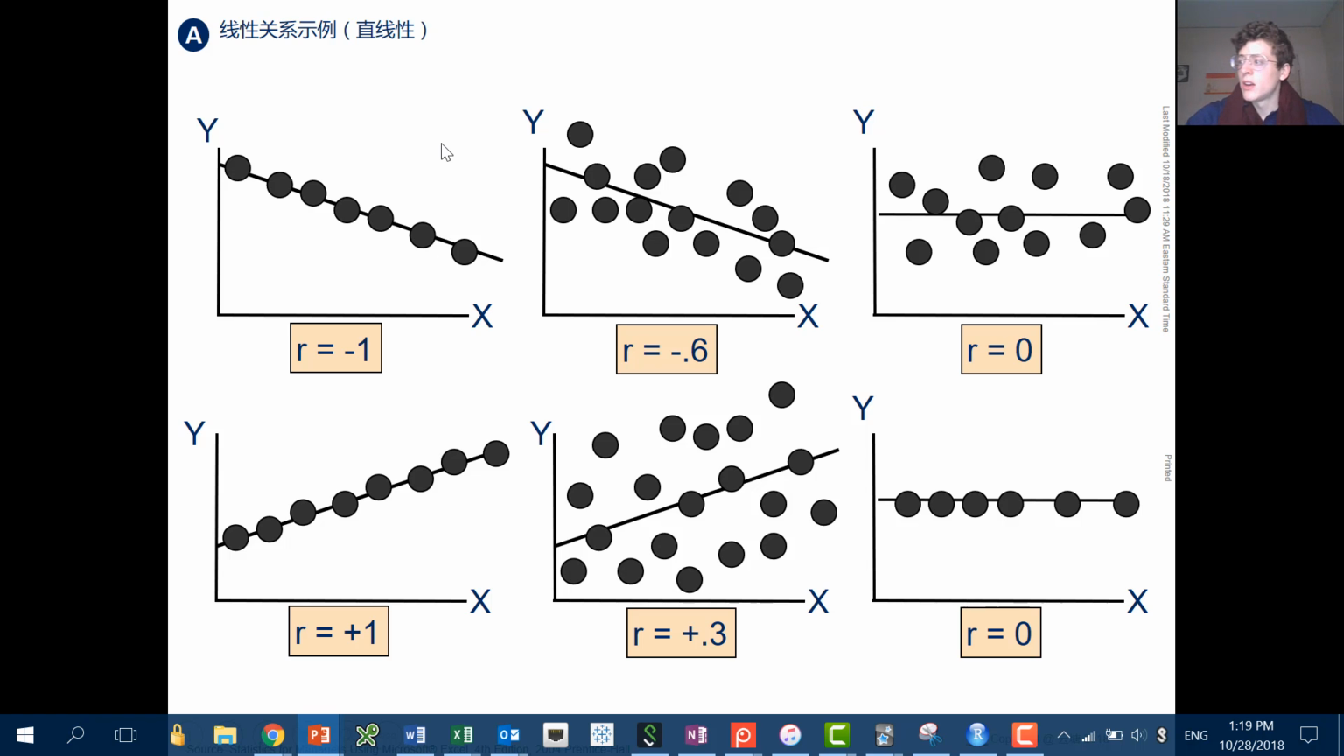Here are some examples of a linear straight line. This is 线性, right? 线性 is like a straight line. This is a perfectly correlated graph, negatively correlated, positively correlated. This is somewhat correlated.